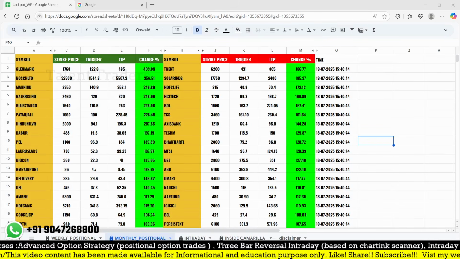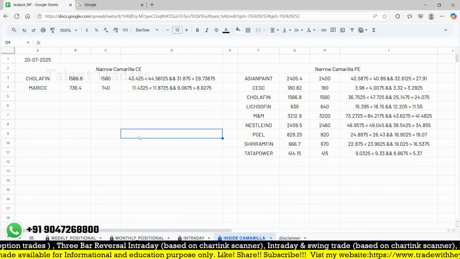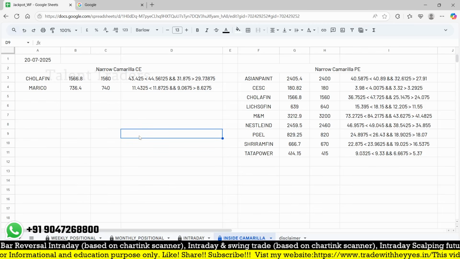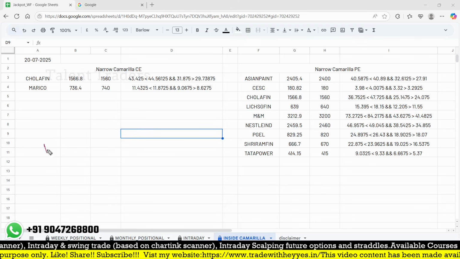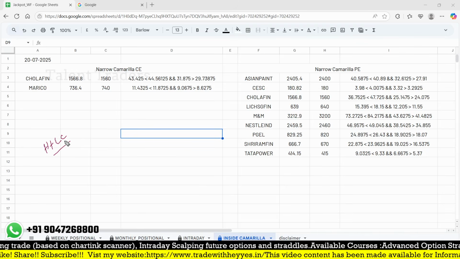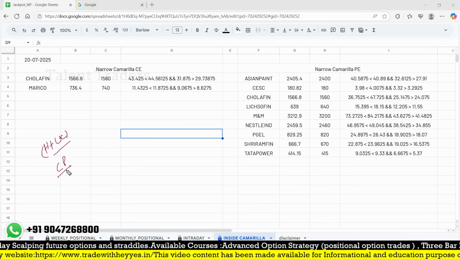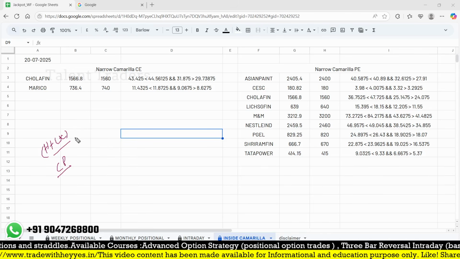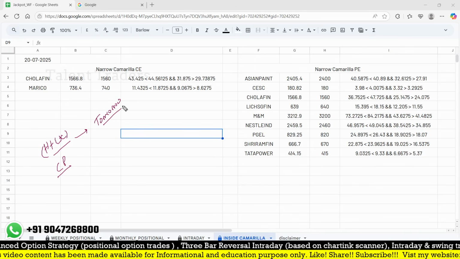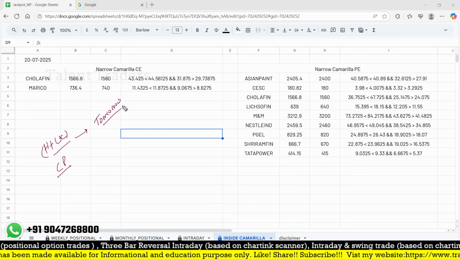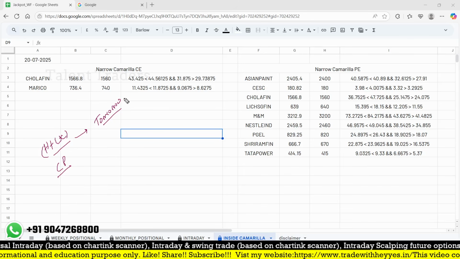For intraday, we have added an inside Camarilla. One day prior, we are finding out the stocks, because the Camarilla levels are based on calculations using high, low, and close. Based on these values, we find the Camarilla pivot points. So based on yesterday's values, we can easily derive tomorrow's levels, one day in advance. Whether it is inside, outside, or narrow, it is purely calculation based.